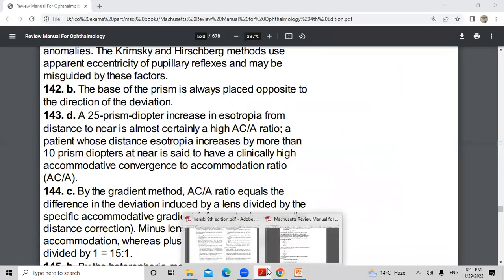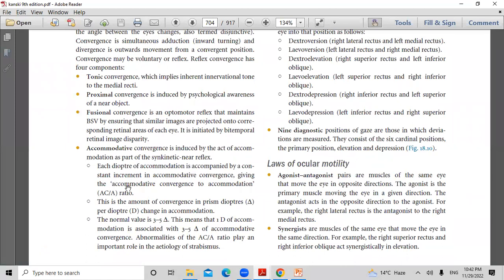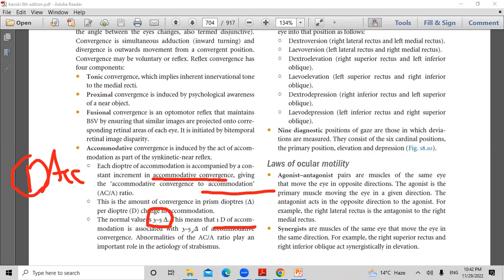So let us come back to Kanski's book. Here we said each diopter of accommodation is accompanied by a constant increment in accommodative convergence. So for each one diopter of accommodation, there is an increase in accommodative convergence, giving the accommodative convergence to accommodation ratio. Here they said this is the amount of convergence in prism diopters per diopter change in accommodation. The normal value is 3 to 5 prism diopters. This means that one diopter of accommodation is associated with 3 to 5 of accommodative convergence.